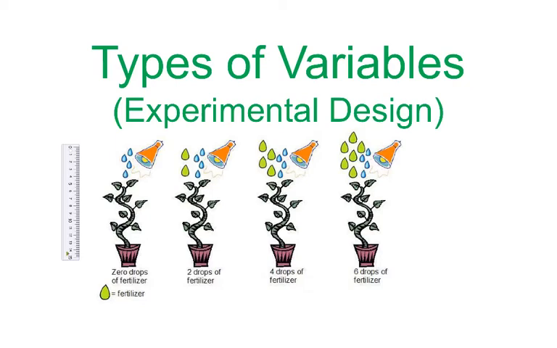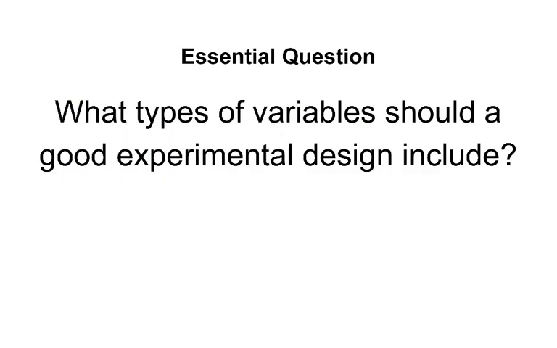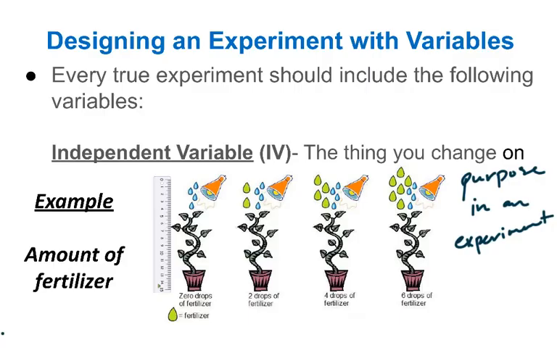So let me go to the next page. Our essential question is, what types of variables should a good experimental design include? The first thing that all good experimental designs include is something called an independent variable. Very, very important here. Every true experiment should include the following variables: an independent variable, or IV. The independent variable is defined as the thing that you change on purpose in an experiment.